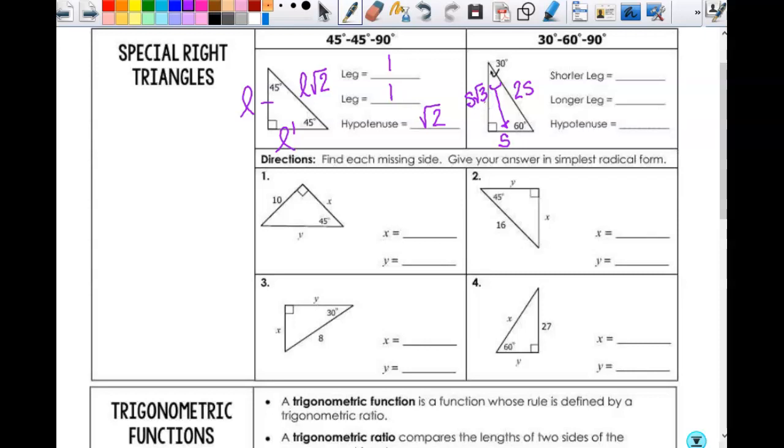So if I divide all three sides by S, that leaves me with 1 for the short leg, square root of 3 for the long leg, and 2 for the hypotenuse. All right, to actually use this, do you always have to label everything? No. If I was teaching you this from scratch, I would make you label it, even if you think you don't need to. But we should all be past that.